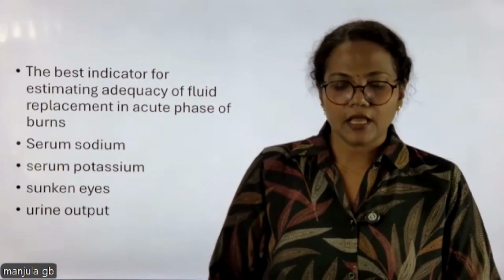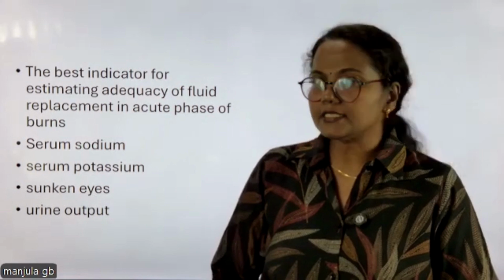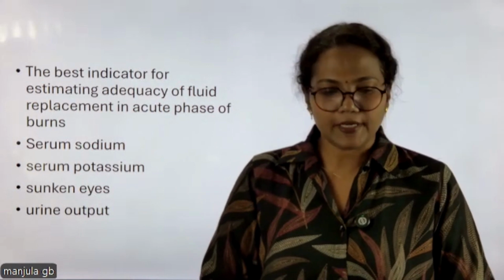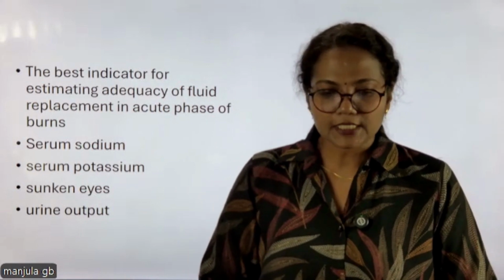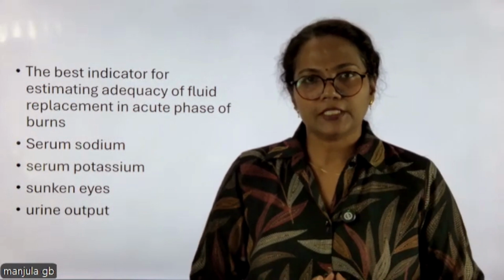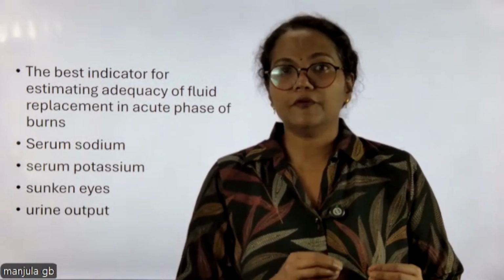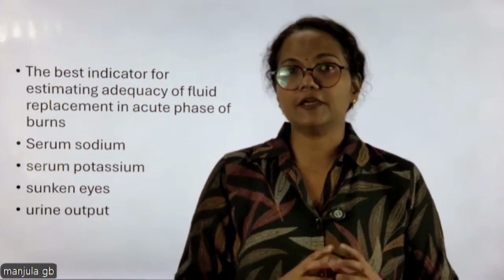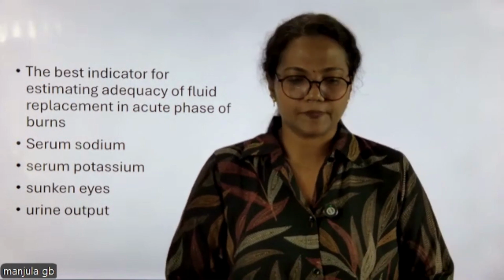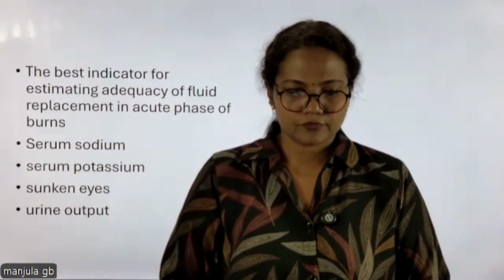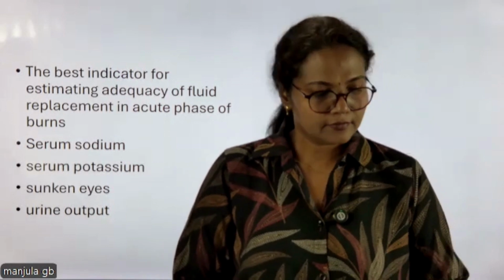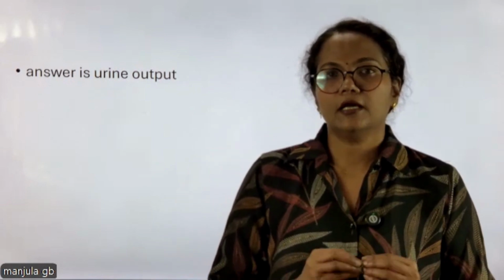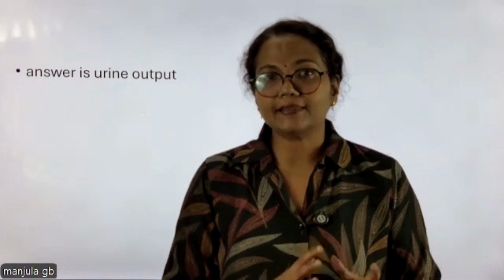So the first question is, the best indicator for estimating adequacy of fluid replacement in the acute phase of burns: serum sodium, serum potassium, sunken eyes, urine output. Tell me which is the answer. How do you know that after the fluid replacement, the fluid replacement is effective in the acute phase of burns? What is the answer? It is urine output. So urine output will show that your fluid replacement is adequate and the renal perfusion is being restored.